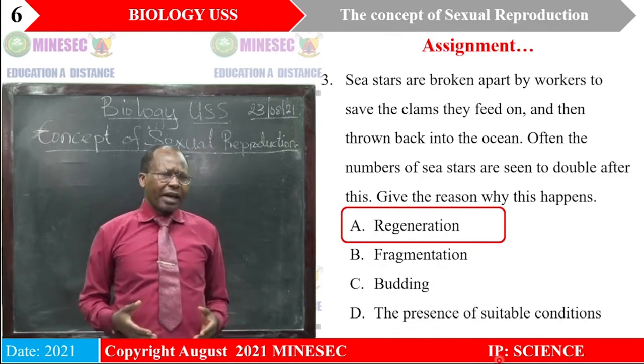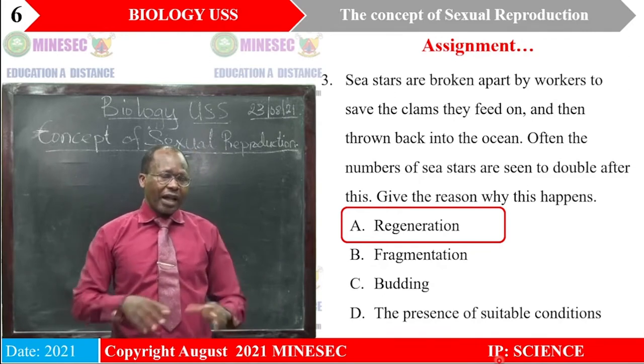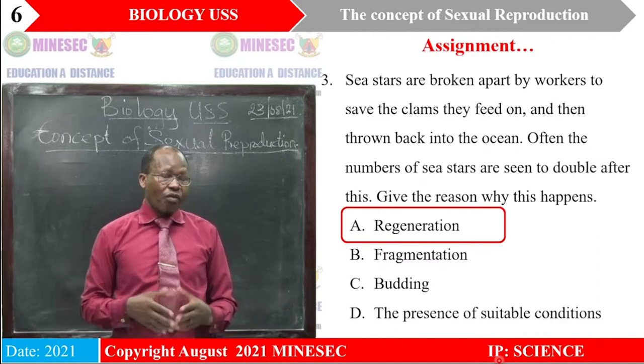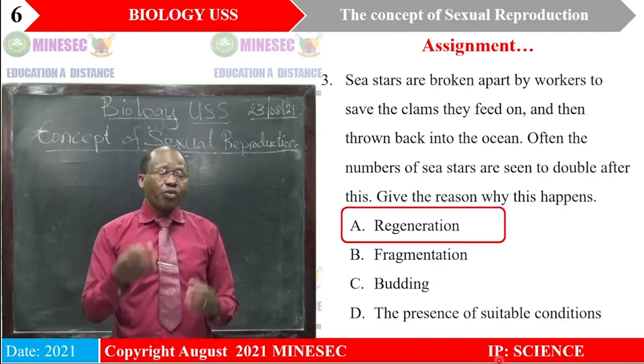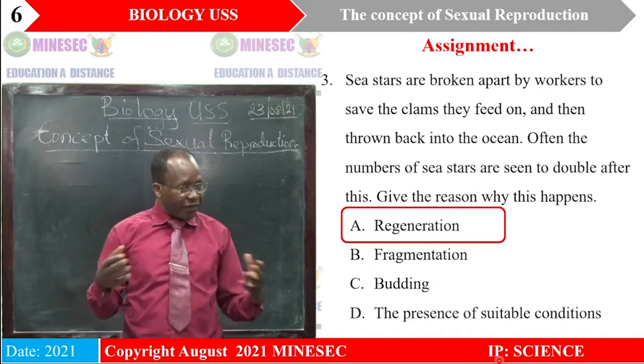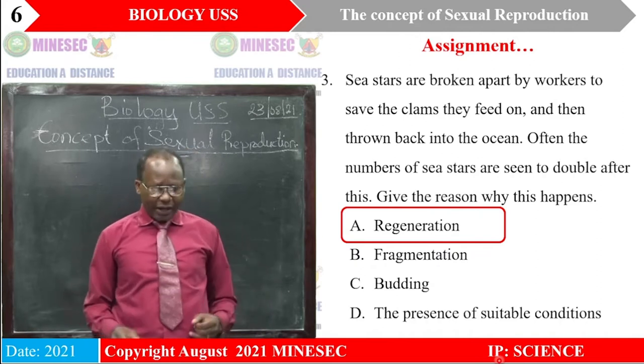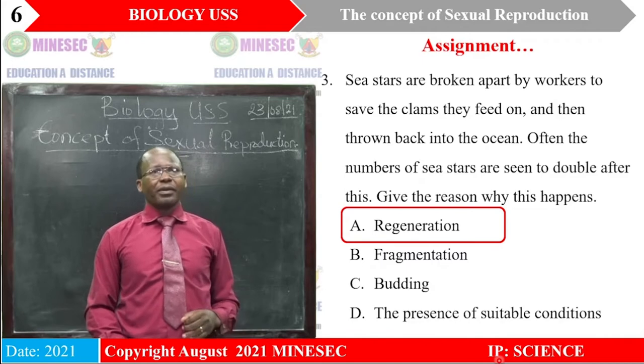If we have the example of cutting one sea star into three and throwing the three pieces into the water, what then happens? After a while, you have three sea stars which have developed. Therefore, the number will increase. That would have been the most plausible response.